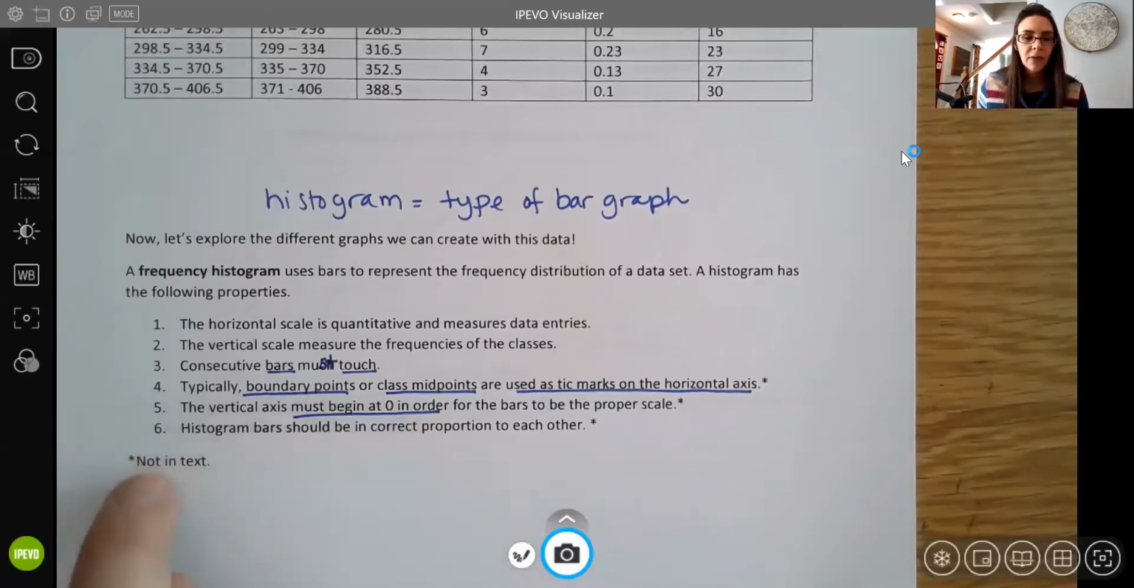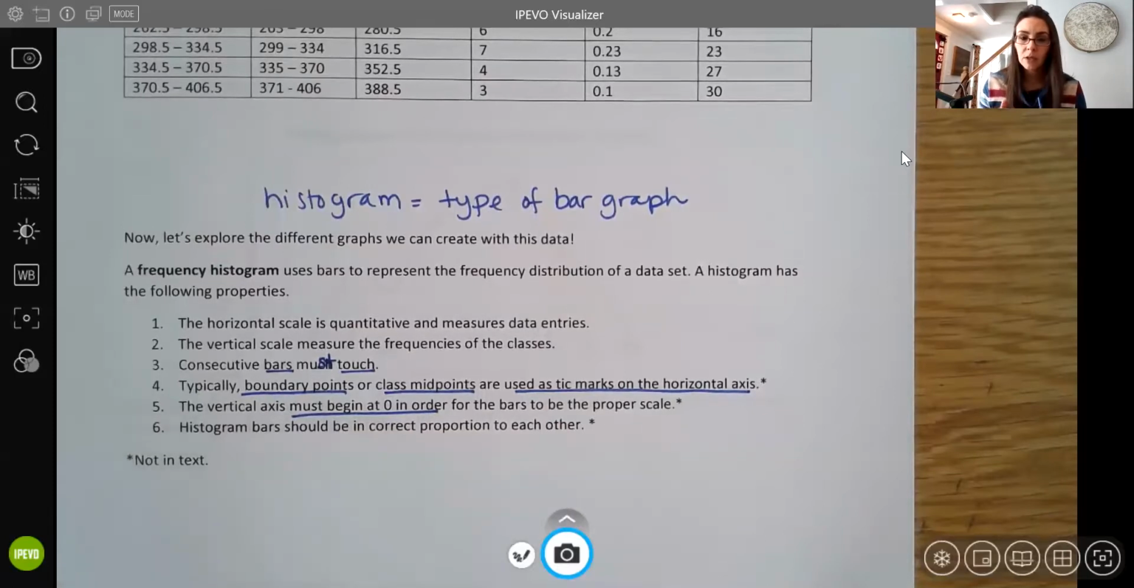Now, I did make a point here about things not being in the text. These things are covered, but I don't think they're very clearly marked in the text. If you look at your text pictures, they do all of these things. But I just want to really point them out because I don't think they're as clear in the text as they need to be: we always start at 0 so that our histogram bars are in the right proportion on that y-axis. And for our x-axis, our horizontal, we use midpoints or boundary points. A lot of times students try to use the actual classes, but really we should be using either midpoints or boundary points.